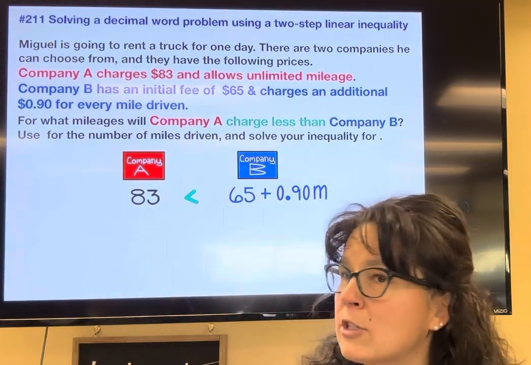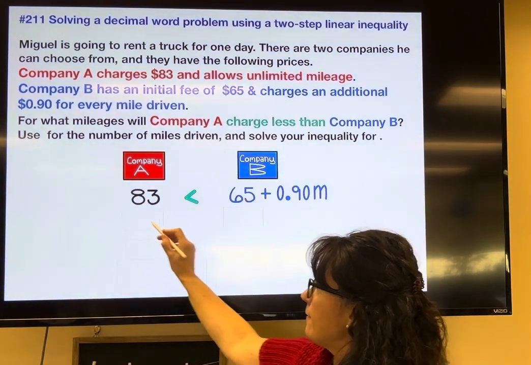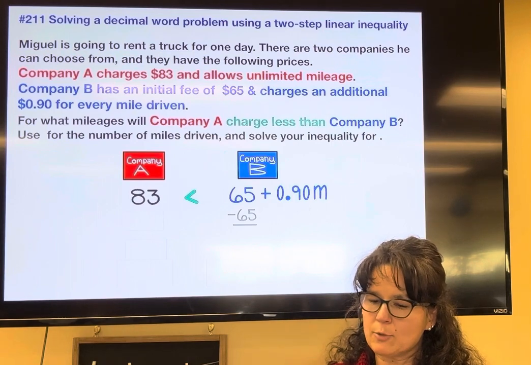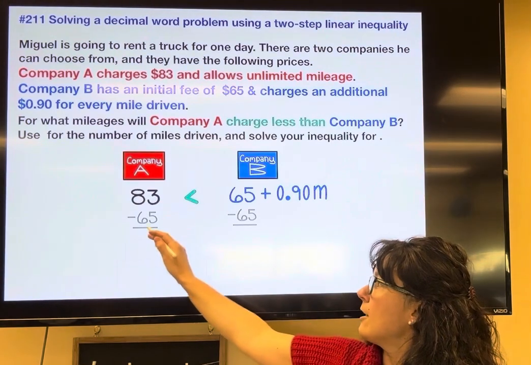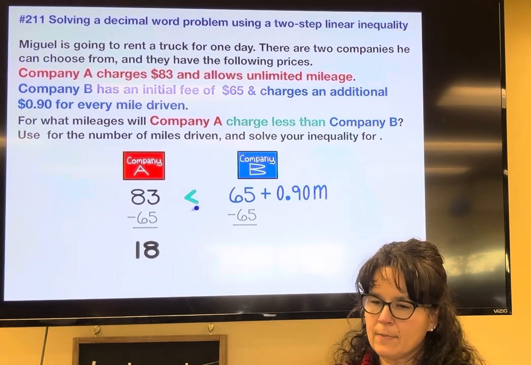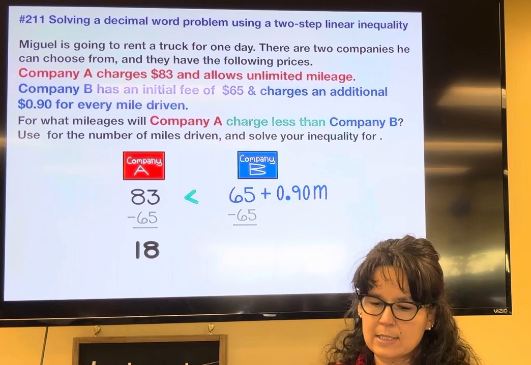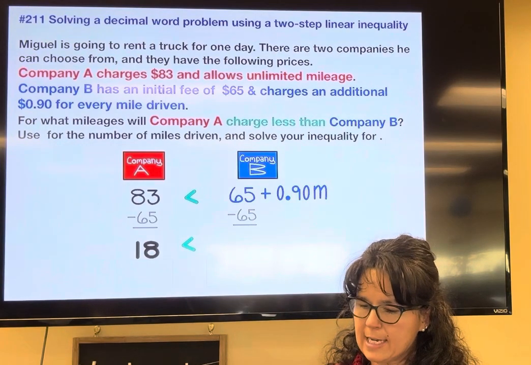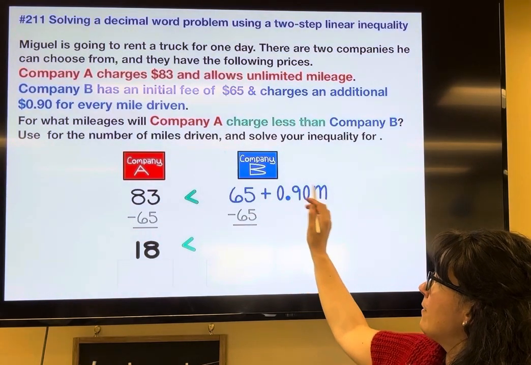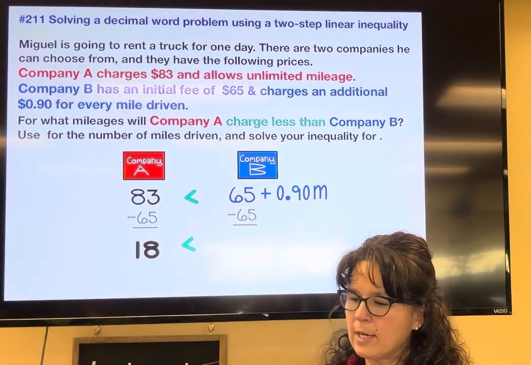I'm gonna move letters to one side, numbers to the other. So I'm gonna move the 65 to the other side. It's a positive 65, so I'm gonna subtract that. 83 minus 65 is 18. I'm gonna bring down the inequality symbol. So this less than symbol, I'm just bringing it down. When I subtract 65, I have this 0.95 m left. So I'm gonna bring that down.